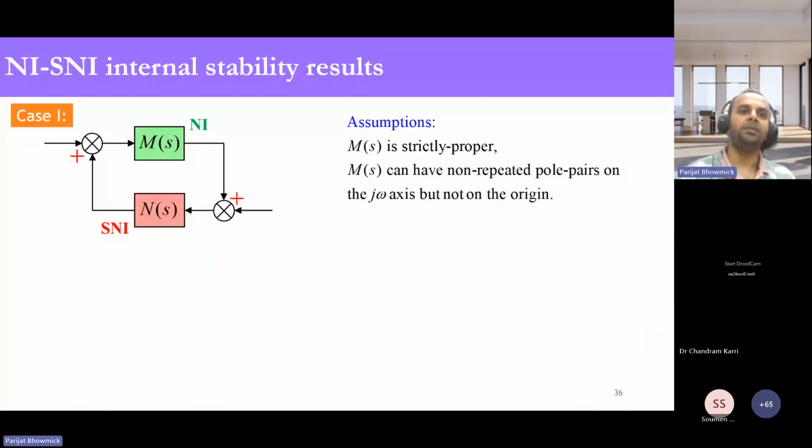After that, I'm coming to the main part, the NI SNI stability result, which will be used when I show you the application for the drone as well as the UGV.